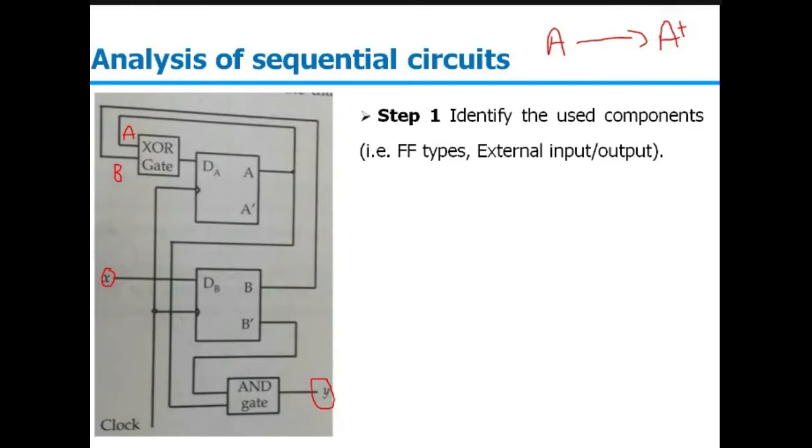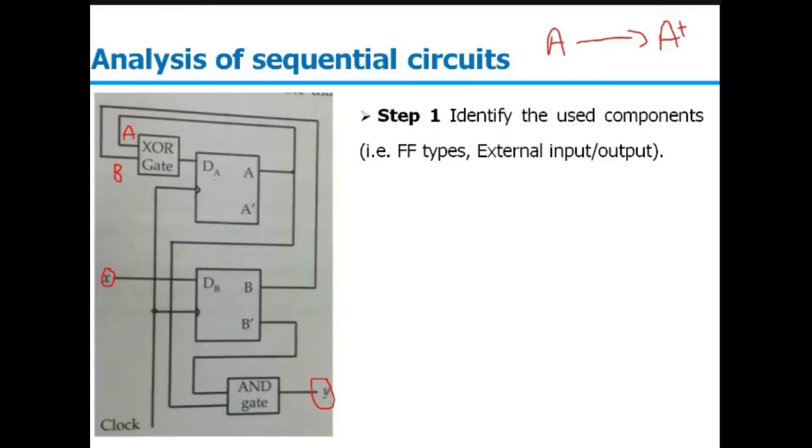For example, if I'm talking about a JK flip-flop, until you know the value of JK, you cannot tell the next state. If it is 0 1, the next state will be reset. If JK is 1 0, the next state will be set. If JK is 0 0, the next state will equal the previous state. Present state is one thing, but you should know the present input of your flip-flop. So that's why our second step is to find the expression of the flip-flop inputs and external output.